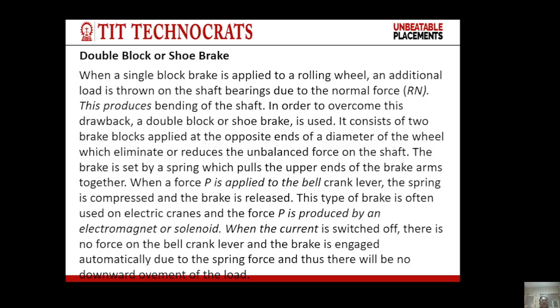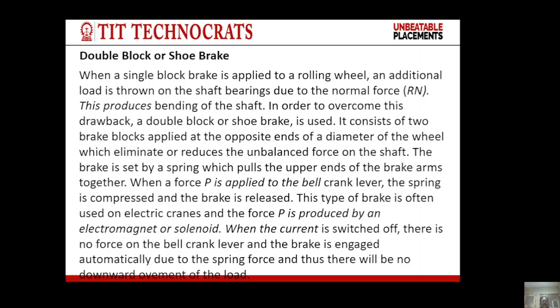Double shoe or block brake. When a single block brake is applied to a rotating wheel, an additional load is thrown on the shaft bearing due to the normal force Rn. This produces bending of the shaft. In order to overcome this drawback, a double block or shoe brake is used. It consists of two brake blocks applied at the opposite ends of the diameter of the wheel, which eliminate or reduce the unbalanced force on the shaft.